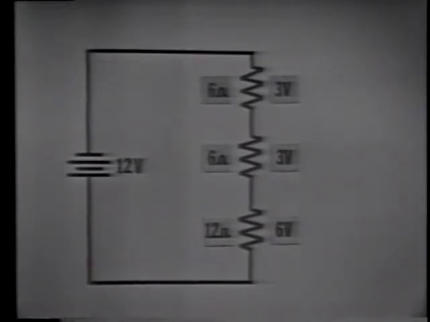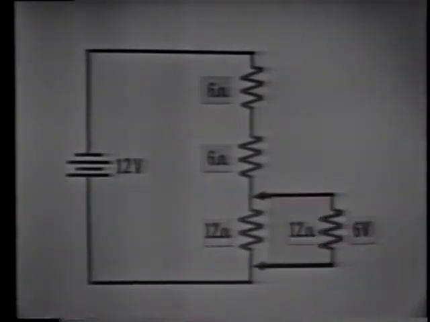Let's use this diagram and we can see this a little better. This voltage divider has two 6-ohm resistors and one 12-ohm resistor. The power source is 12 volts. With these values of resistance, the voltage drops are 3 volts across each 6-ohm resistor and 6 volts across the 12-ohm resistor. Now, let's add a load device that requires 6 volts to operate. It also has 12 ohms of resistance.